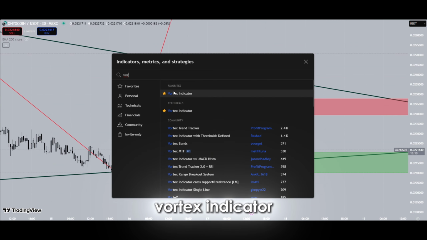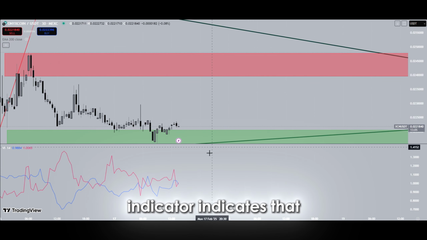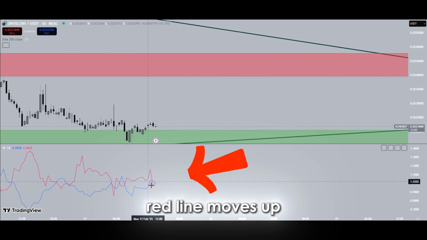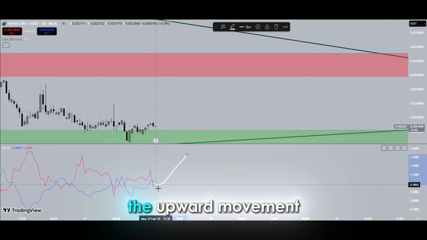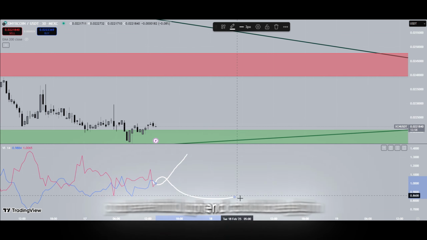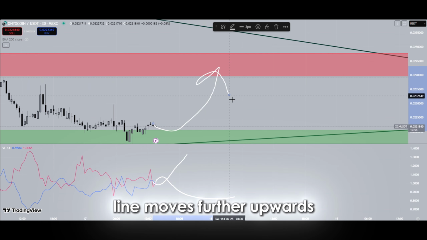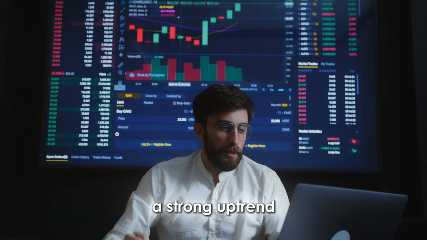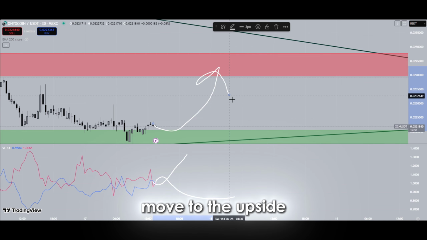Looking at the Vortex indicator, we see that the blue line is trying to cross to the upper side. The vortex indicator indicates that if the blue line moves up, it is bullish, and if the red line moves up, it is bearish. At the moment, the upward movement of the blue line indicates that a potential uptrend could begin. If the blue line moves further upwards and overtakes the red line, this could signal the start of a strong uptrend. But we have to wait patiently and wait for the blue to move to the upside.